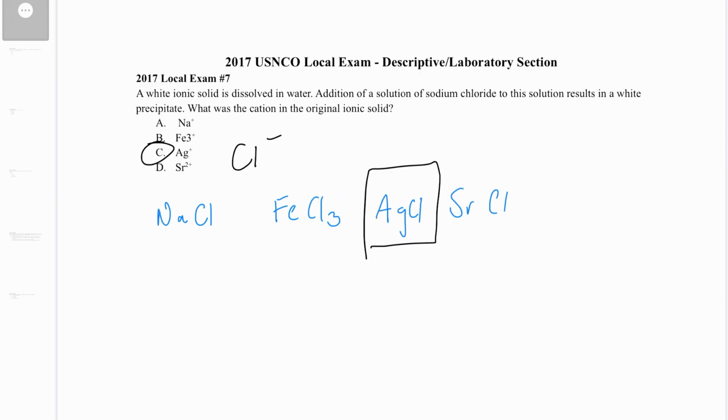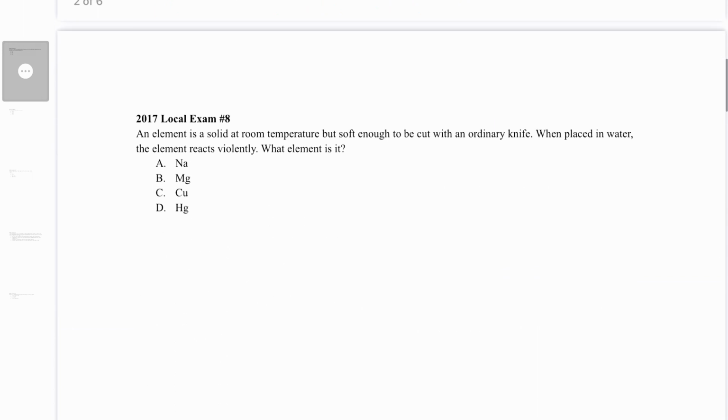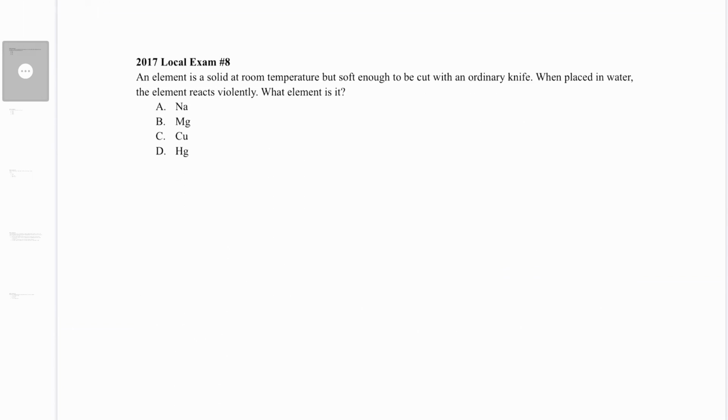All right, let's move on to question 8. An element is a solid at room temperature but soft enough to be cut with an ordinary knife. When placed in water, the element reacts violently. Which element is it? This is really characteristic of an alkali metal, and you could totally verify this if you looked at the metal reactivity series. But the only alkali metal that we have here is answer choice A, which is sodium. Let's go to question 9.